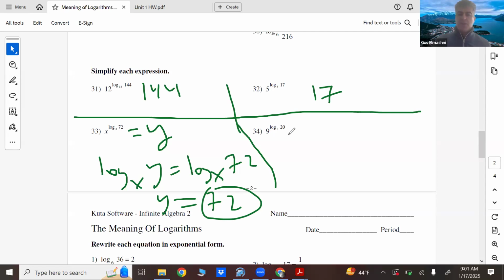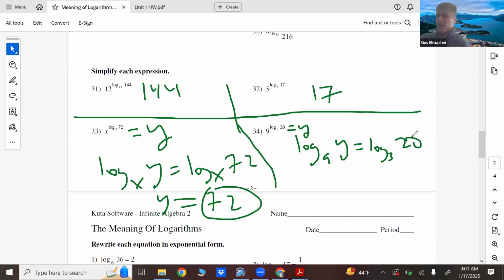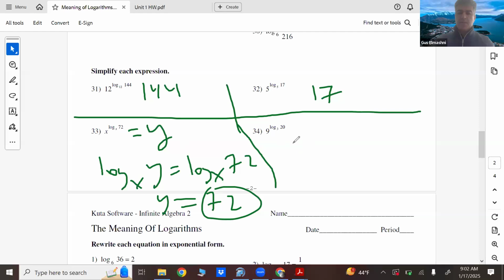Now, you guys are stuck on this one. Log base 9 of y equals log base 3 of 20. But it's weird because the bases are different, so we're a little lost. What I would do instead, before I do the shift, is rewrite the 9 as 3 squared. You would agree that 9 is 3 squared, right?